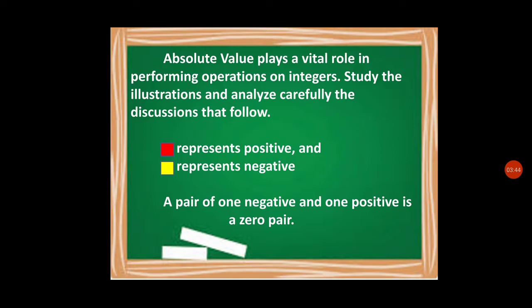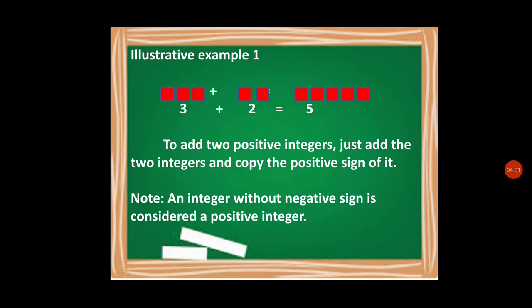A pair of one negative and one positive is a zero pair. Meaning to say, if we are going to put away one red tile, then we have to put away another yellow tile. For illustrative example number 1, there are 3 positive tiles plus 2 positive tiles equals 5 positive tiles. Therefore, 3 plus 2 is equal to 5.